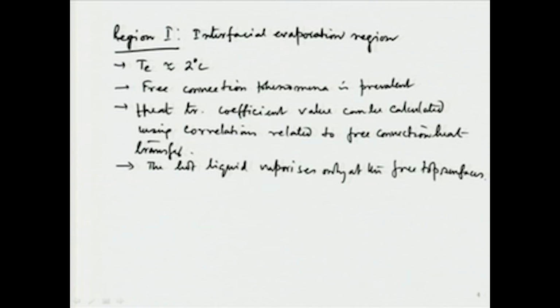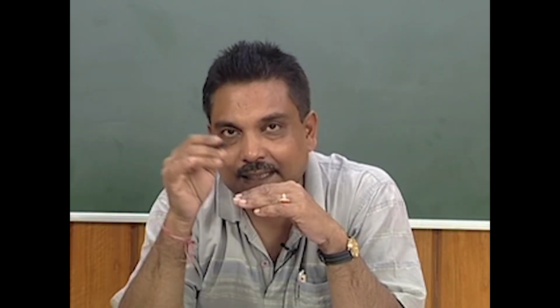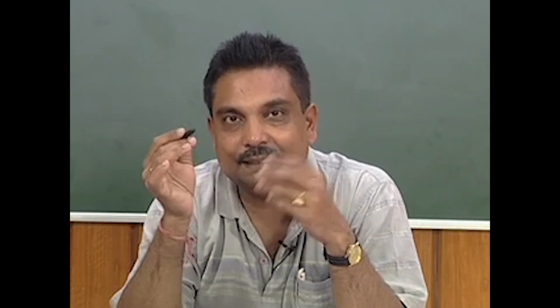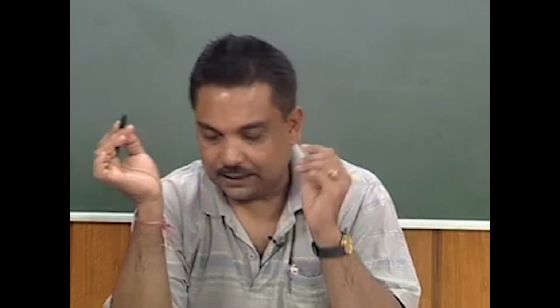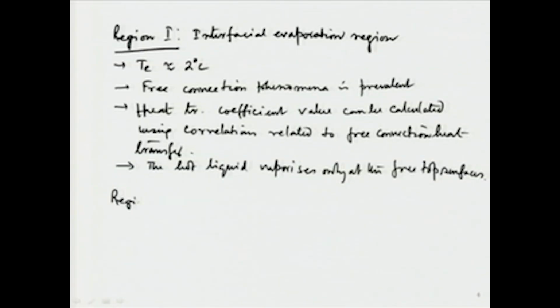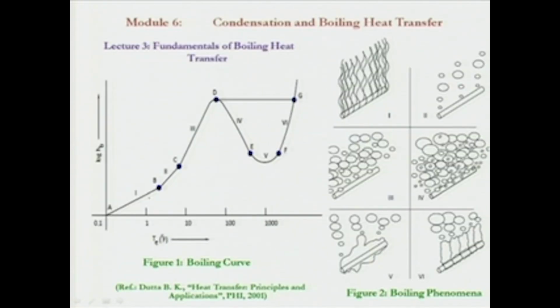That means, therefore, it is called the interfacial evaporation region, because at the top surface and atmosphere there is an interface. In that interface the evaporation takes place. This is viewed this way. Now, then comes region 2, and region 1, we can say, is from point A to B. That we can see from the curve is from A to B.